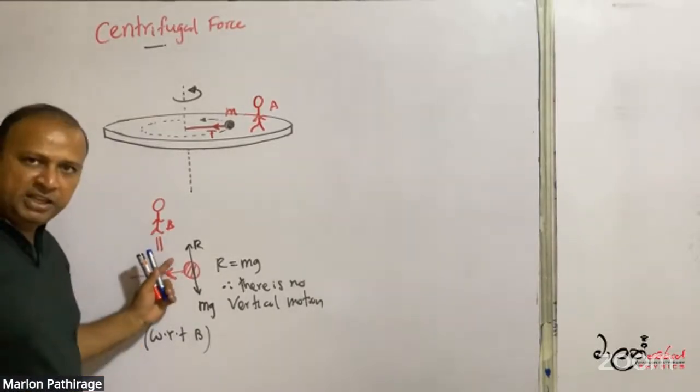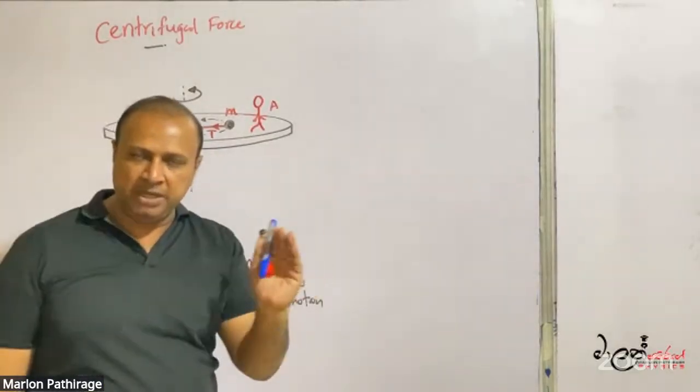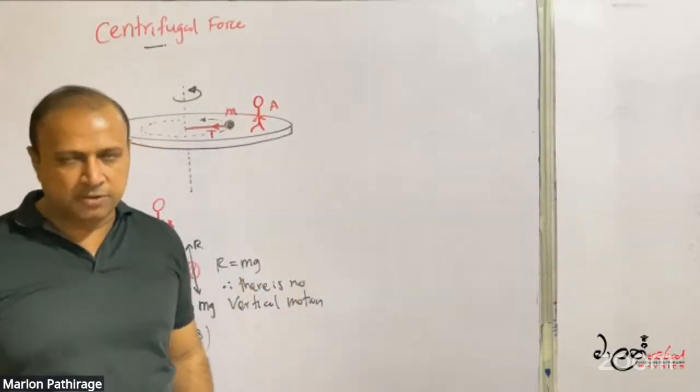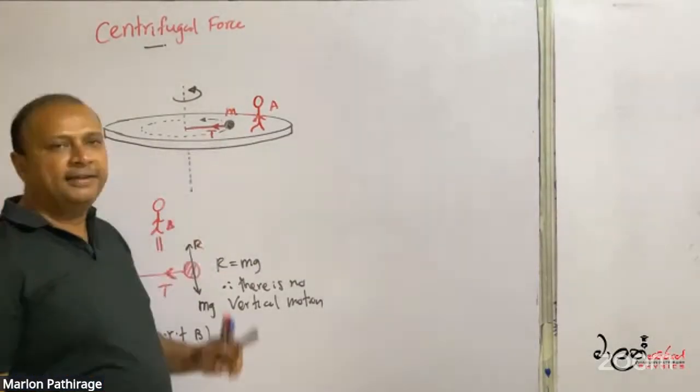Because with respect to B, there is a circular motion. To have a circular motion, definitely there should be a centripetal force. That means there should be an unbalanced force. That centripetal force should be provided by this tension force.